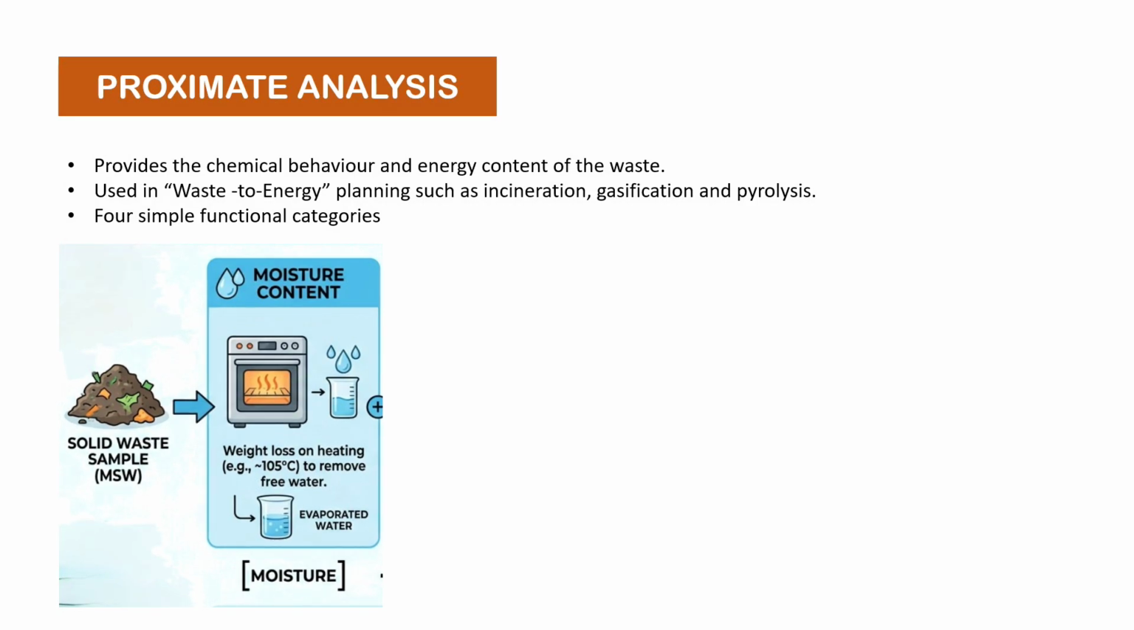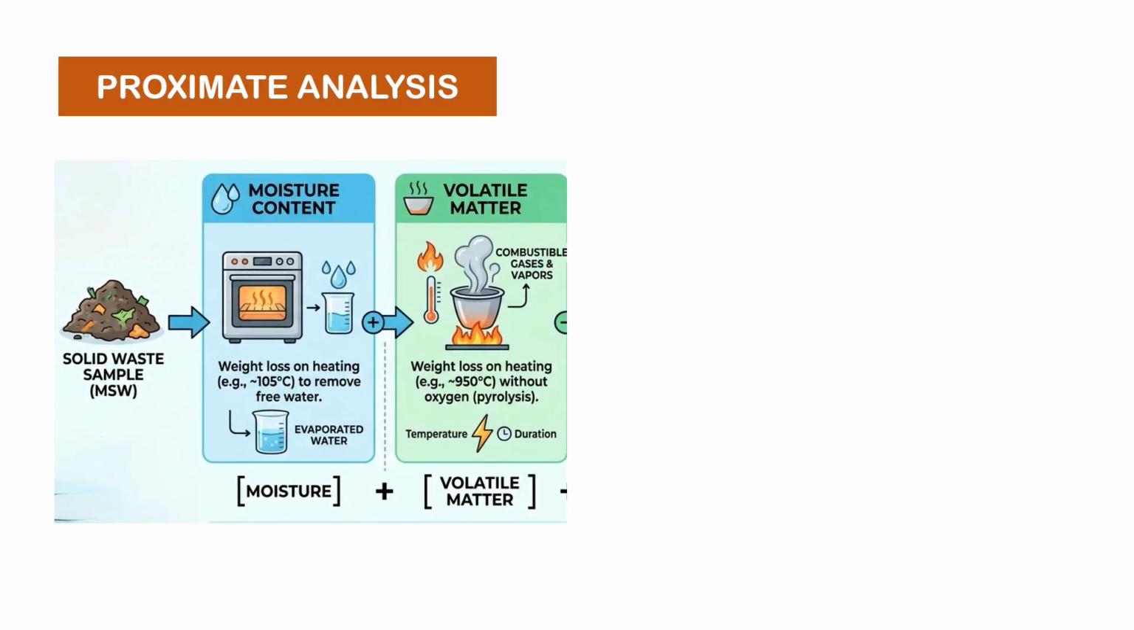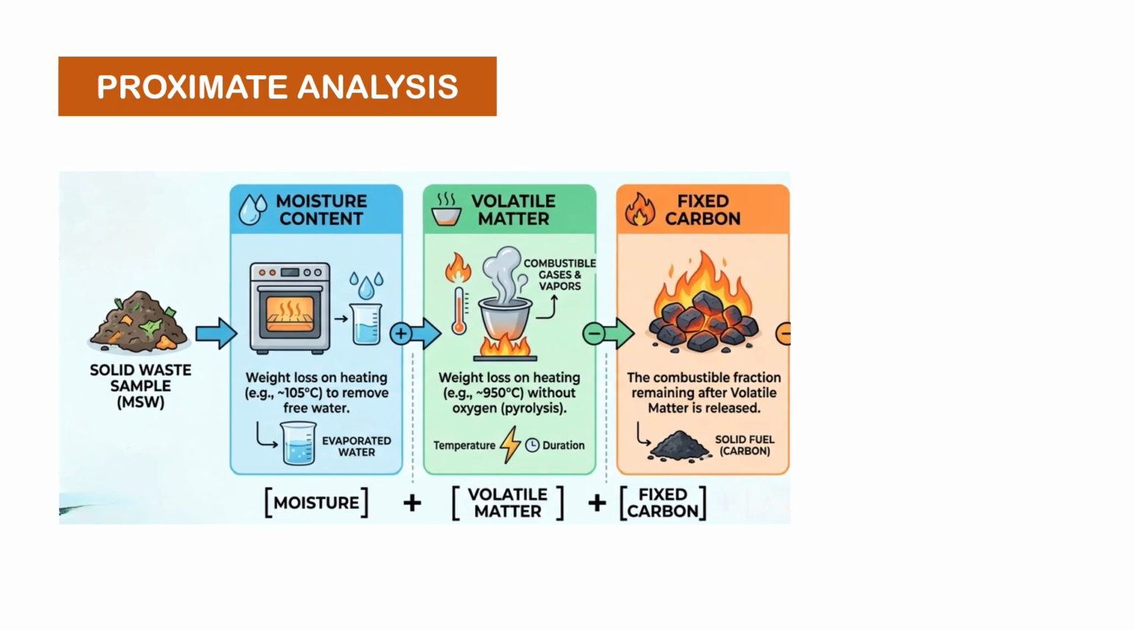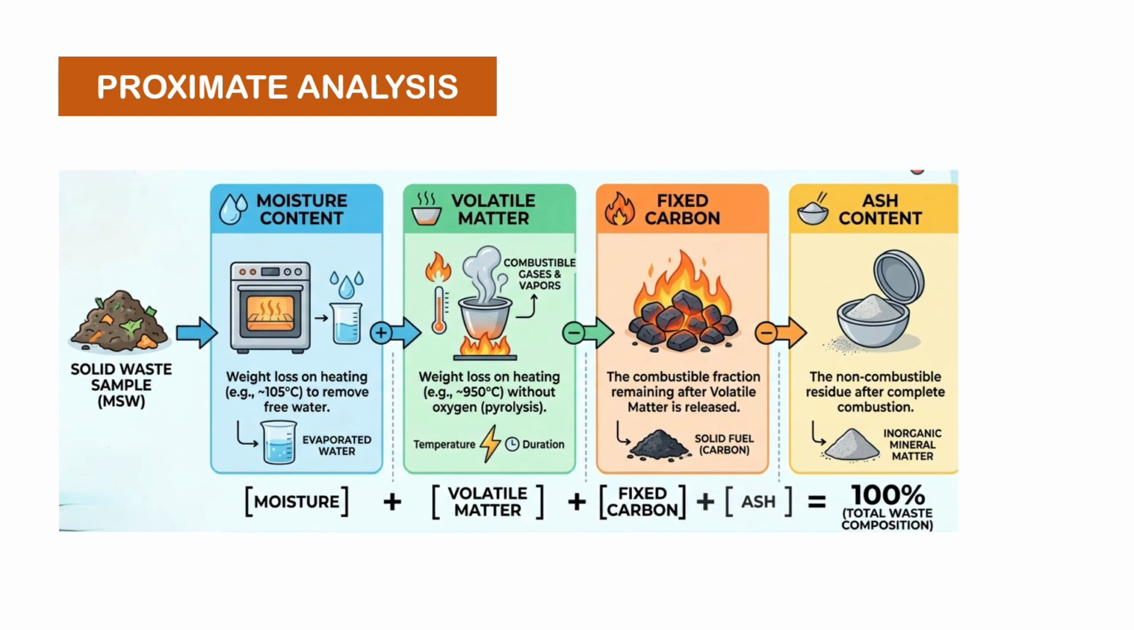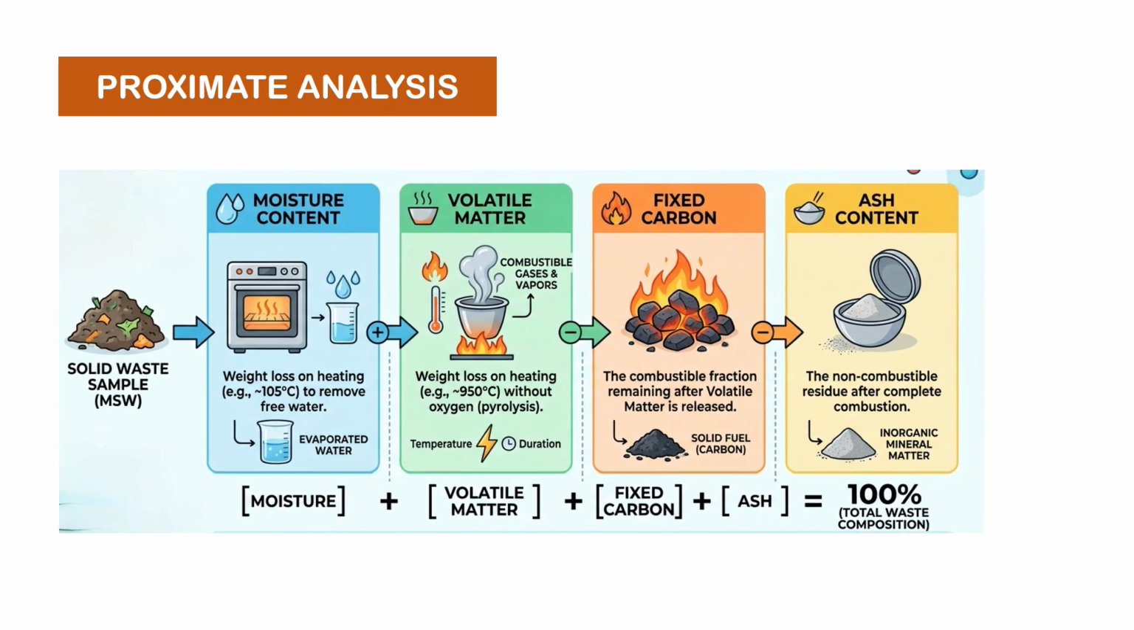Next, we've got volatile matter. This is what vaporizes when heated rapidly in the absence of air. High volatile matter means quick burning, great for energy recovery. Next, there's fixed carbon. After burning off the volatile matter, we are left with the solid residue called fixed carbon. The waste that has high fixed carbon value is worth energy recovery. Last is ash content. It is the inorganic residue remaining after complete combustion of waste at high temperatures.